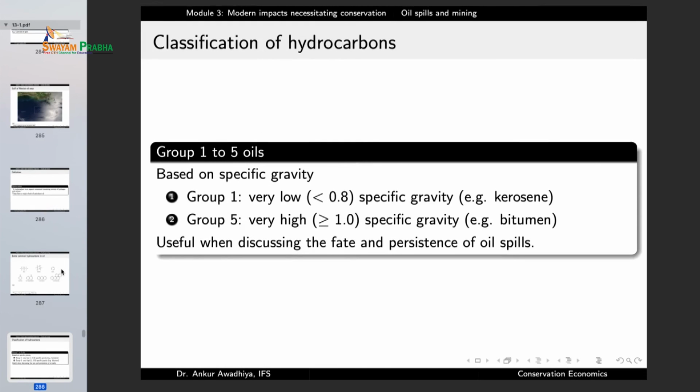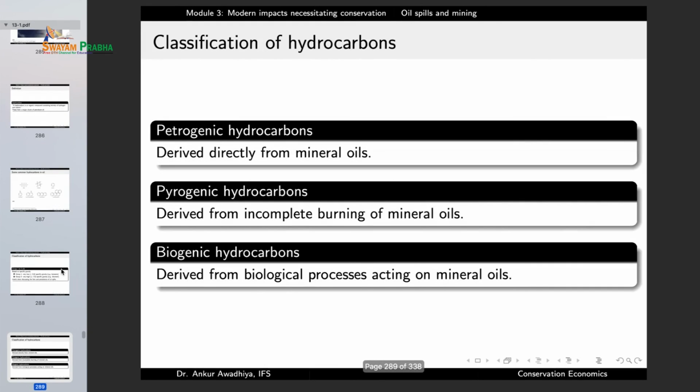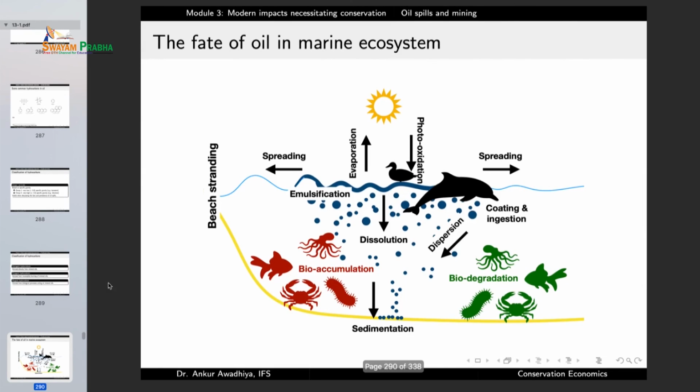So these are some prominent hydrocarbons. And we classify hydrocarbons on the basis of specific gravity, on the basis of their origin, whether they originated from rocks, from the impact of fire, or from the impact of biological organisms. And then we looked at the impact of oil. So some portion will float to the surface, some portion will come down in the form of sedimentation, some portion will get dissolved, some portion will be dispersed, some portion will be emulsified.